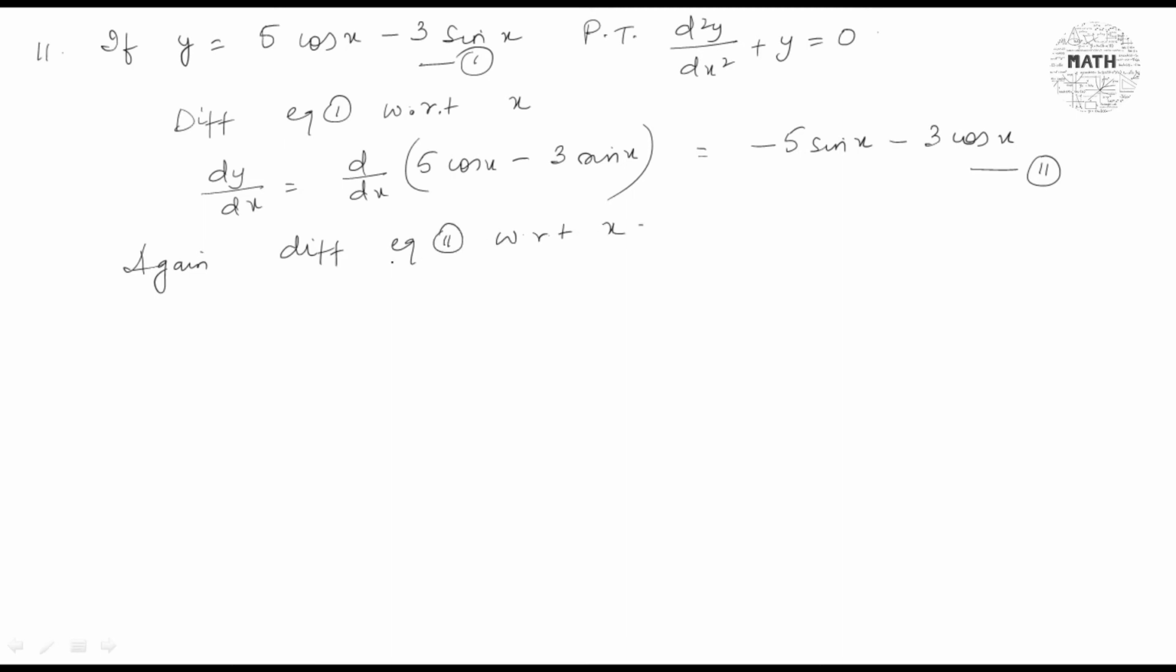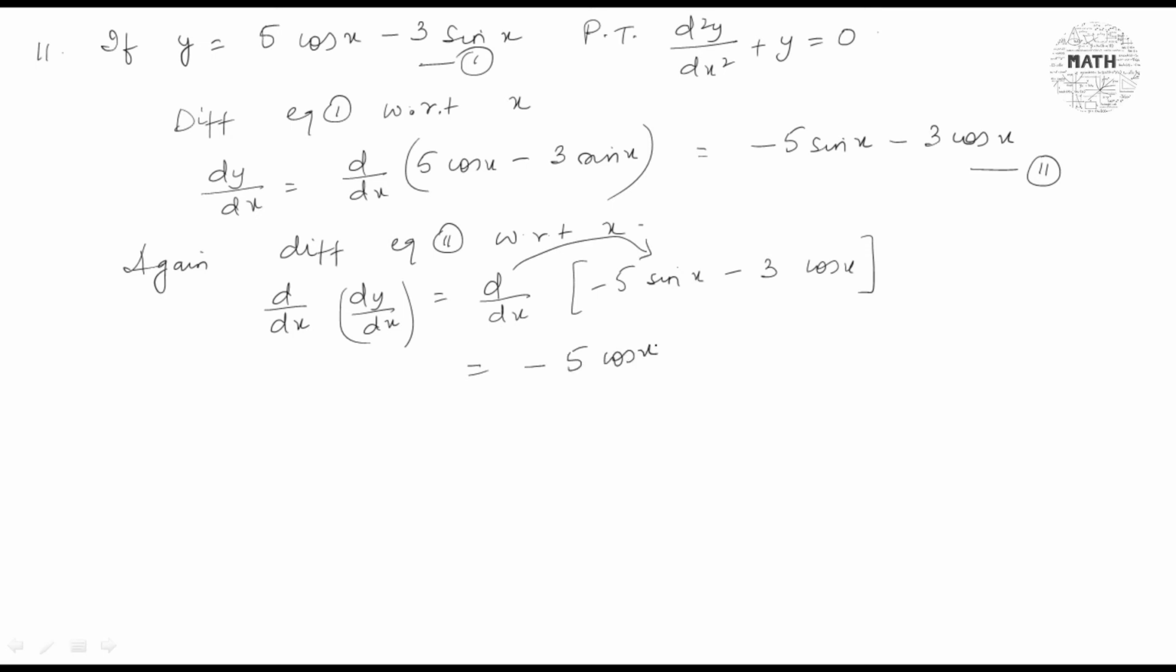If you differentiate equation 2 with respect to x, I'll get here d by dx of dy by dx is equal to nothing more than d by dx of minus 5 sin x minus 3 cos x. So if I differentiate this, I'll get here nothing more than minus 5 cos x, and similarly this one, I'll get here plus 3 sin x. So let me take your left hand side.